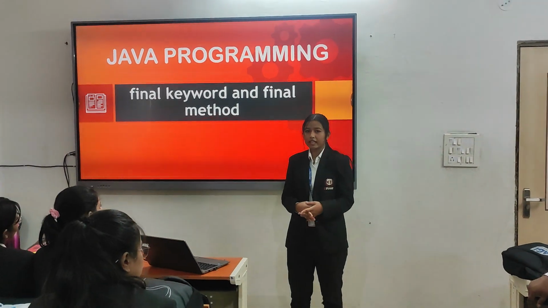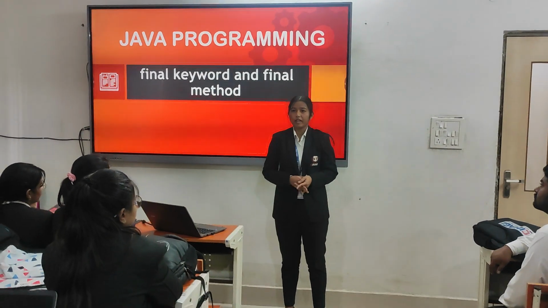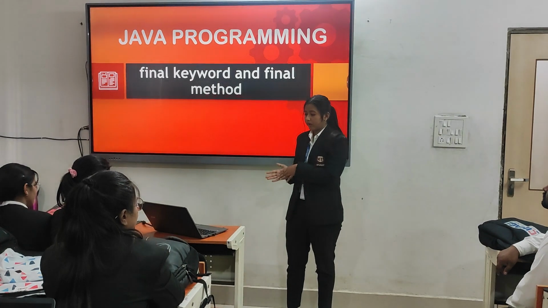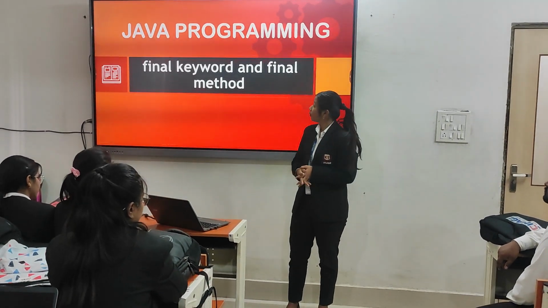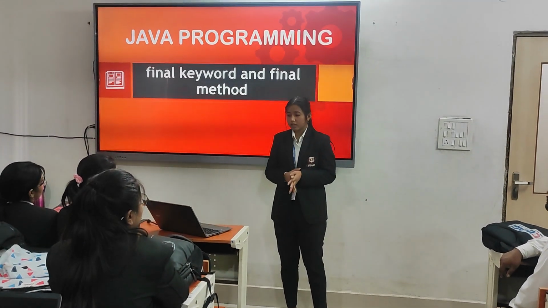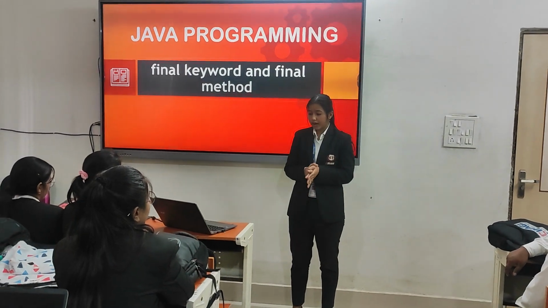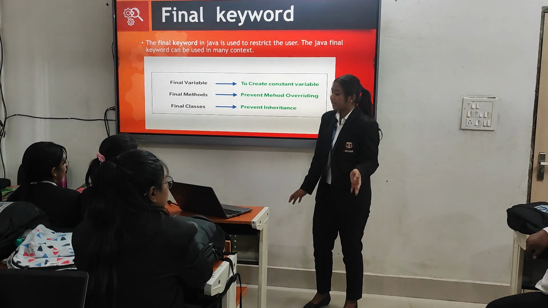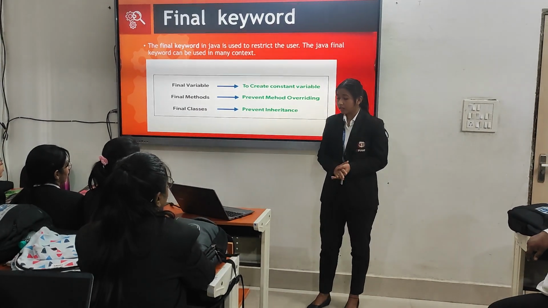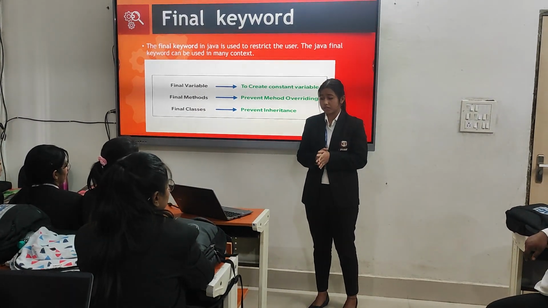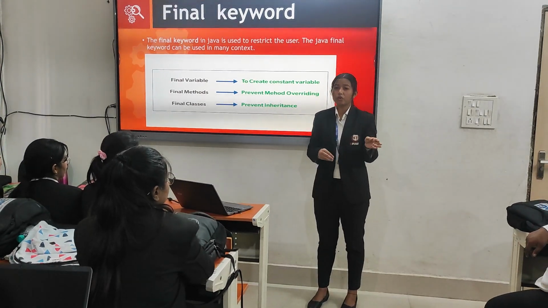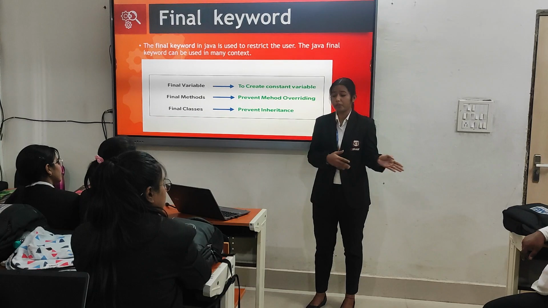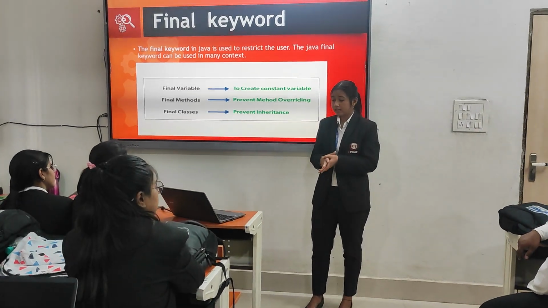We all know how we declare any variable in Java. We have to write the data type, after that we write the variable name. But if you want to declare any constant value, you have to use the final keyword. Basically, the final keyword in Java is used to restrict the user. If you want to declare any constant value that we can't change throughout the program, we have to declare it as a constant, as final.